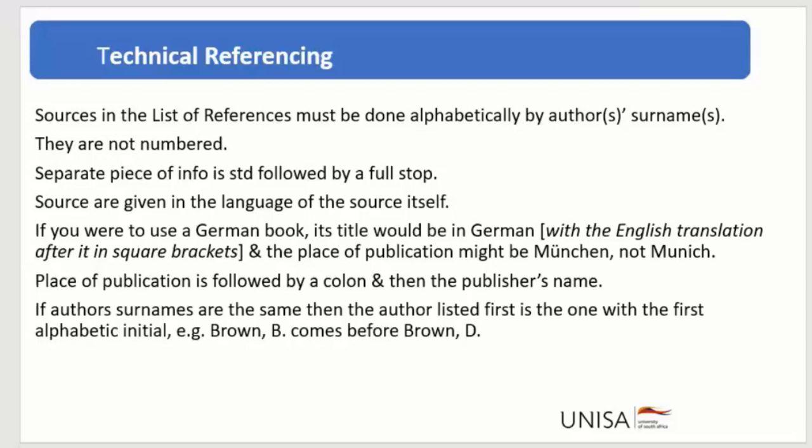So if you look at authors, there are people who use two surnames, like Mpafudi, Mpafudi. So if it's Mpafudi, Mpafudi, you look at what is the initial of the other Mpafudi, because it means there are two people. So the one with the B will come before the one with the D. It's very important. These are technical referencing issues that we are discussing for a purpose.